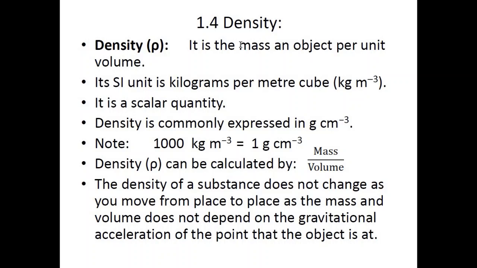Density can be calculated by using the formula mass upon volume. The density of a substance does not change as you move from place to place, as the mass and the volume do not depend on the gravitational acceleration at the point where the object is. So if a piece of iron has a density of, let's suppose, 2 grams per centimeter cube, it would remain at that value even if you take it into outer space.